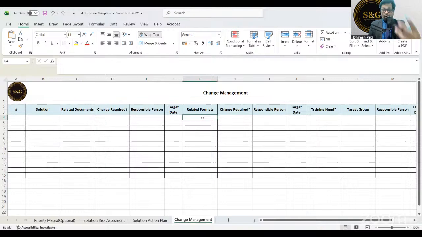There could be some records that have to be changed. Okay, so you have to write all the details. Okay, what are the training requirements? Because the training also has to be given to the people accordingly, right? So all these things is about change management.